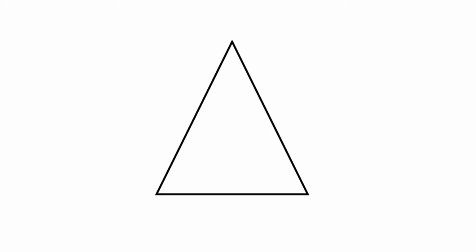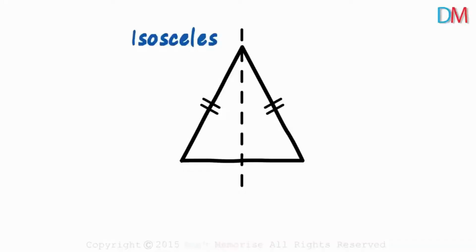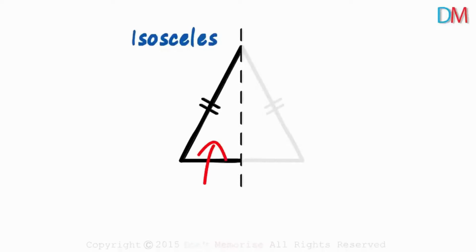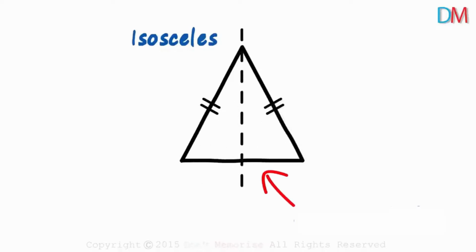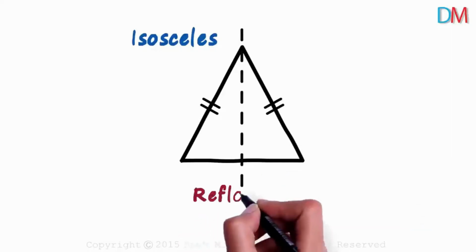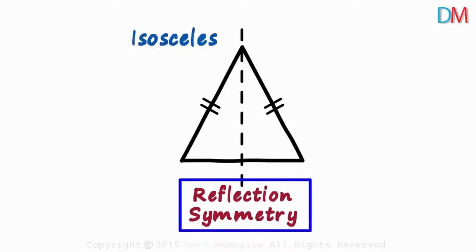Symmetry. Let's draw an isosceles triangle. It's a triangle in which two of the sides are equal to each other. Now we divide this triangle into two parts such that both the parts match exactly when they are folded along a line. Now fold it along a line. We see that the two parts match exactly. So we say that this shape is symmetrical. This is called reflection symmetry.